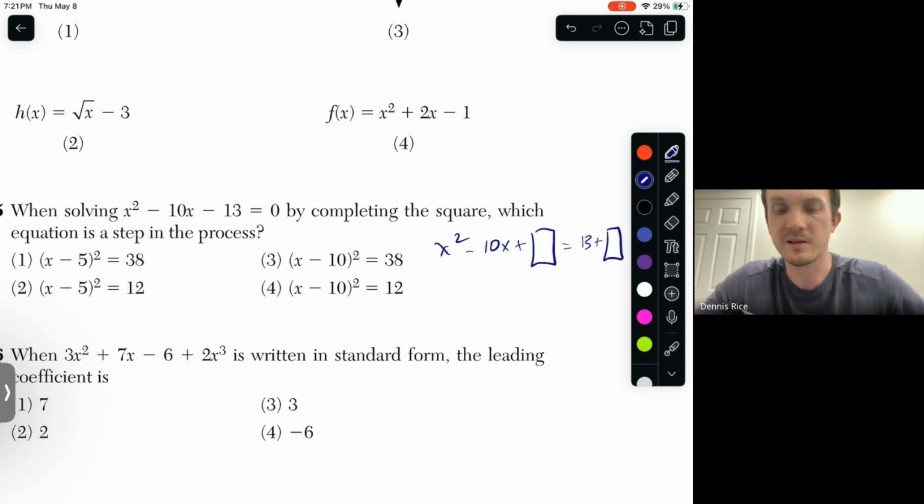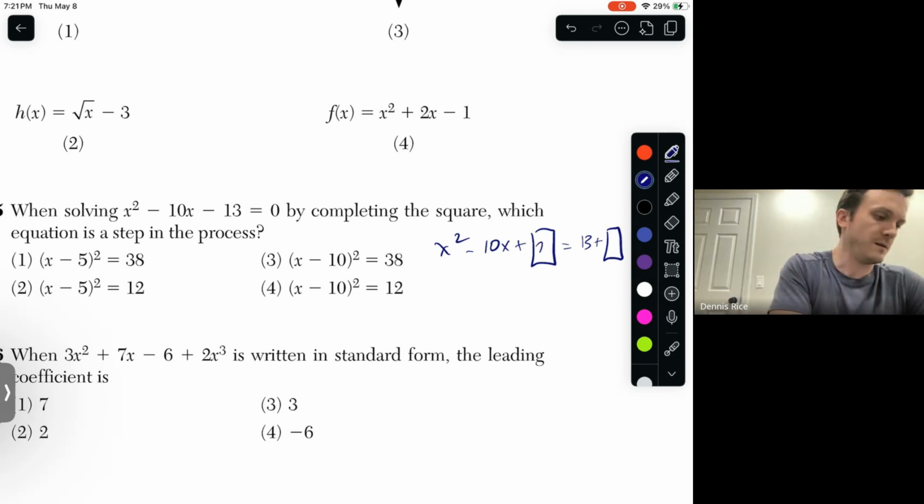That number that you're going to add to both sides is half of b. You don't care about the sign. So half of 10 would be 5, and then square it. That's why I said you don't care about the sign. So the magic number here would be 25. Okay, I think that's what it was on the mock as well. It looked like this.